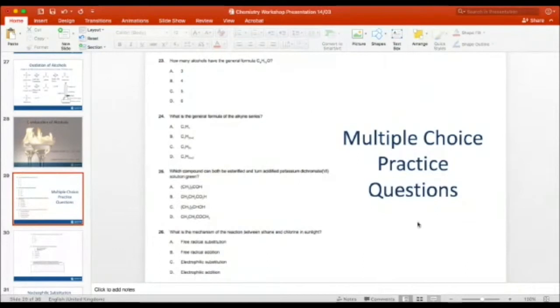Okay, the first one: how many alcohols have the general formula C4H10O? The way I would do this is draw out all the different alcohols. This could be very time consuming, so you've got to do it in a clever way. I would do the 4 carbons in a row, then put the OH on the end, and you could also put it on carbon 2. So that gives me 2 ways. Then I could draw 3 carbons in a row, with 1 carbon coming off the middle. And again, there are 2 ways: you could put the alcohol on the end or on the middle carbon. So the answer here is B.